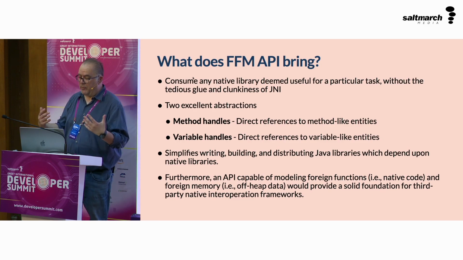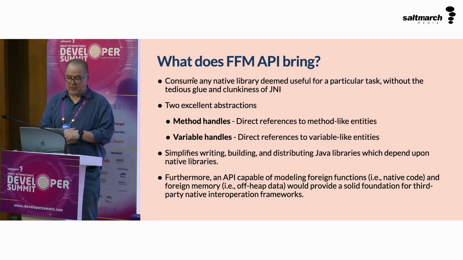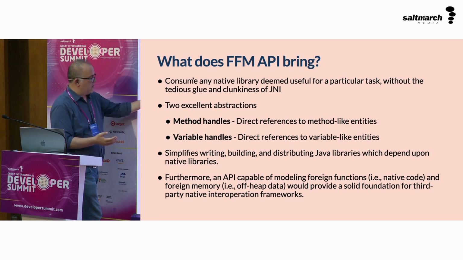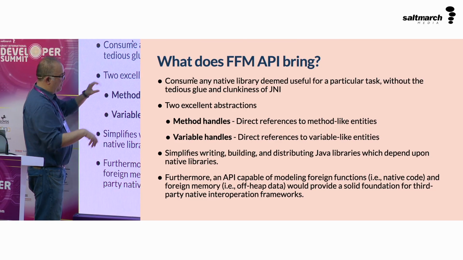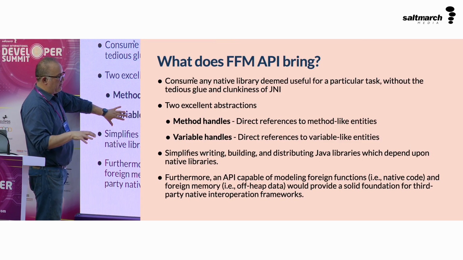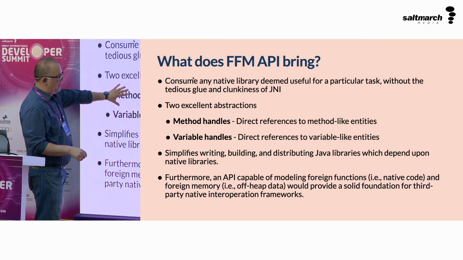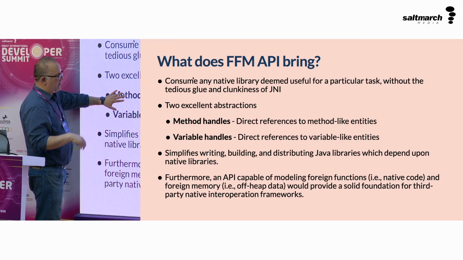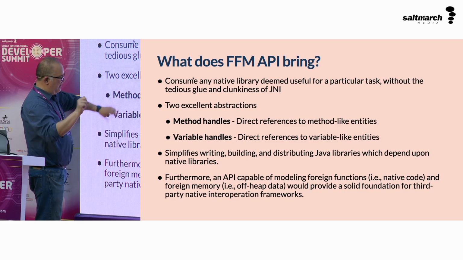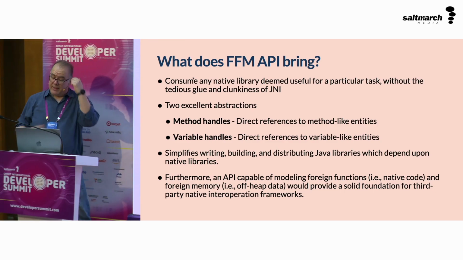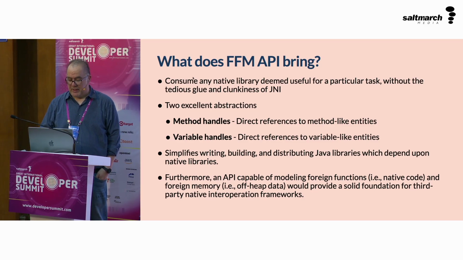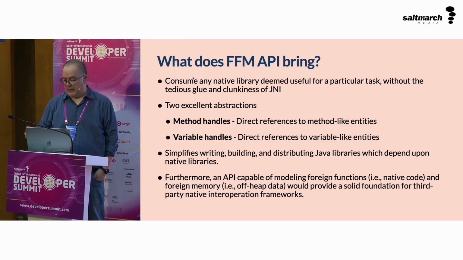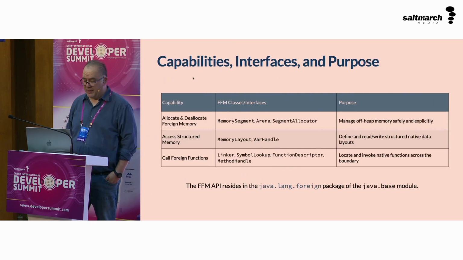Okay. Now, when we interact with things, we have abstractions. A couple of the abstractions that we'll be using are method handles and variable handles. So if I put something into memory, I can use a variable handle to reference it. I could also make method handles, which are going to be methods in C that I can refer to. And that's what that's all about. Okay. It simplifies writing, building, and distributing Java libraries, and is capable of modeling foreign functions, native code, and off-heap data for whatever it is that you need.